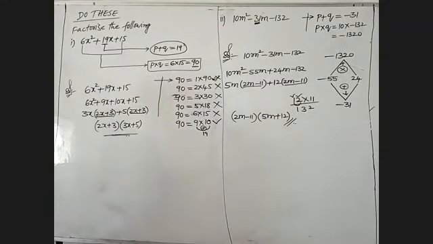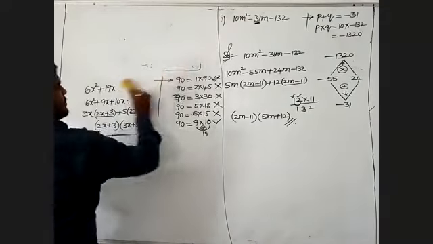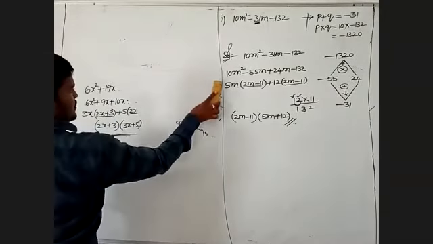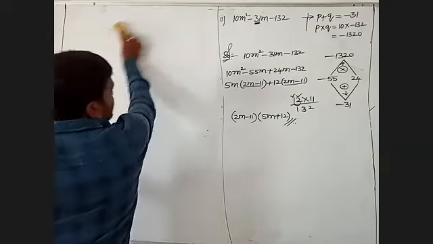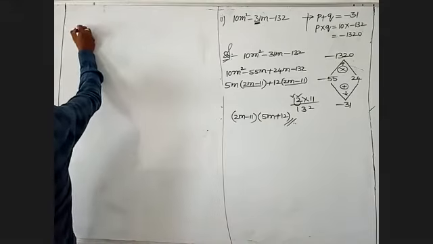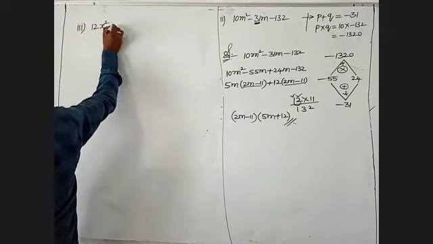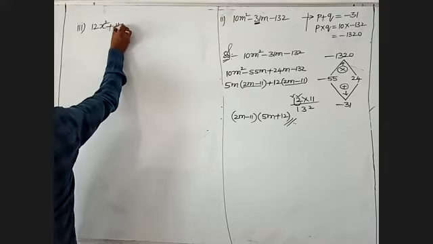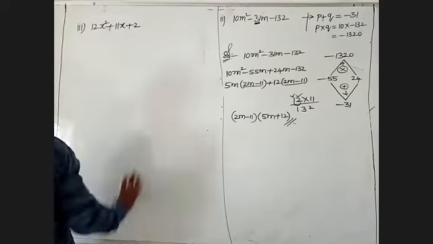Now I am going to the last one. Now I am going to the third one. 12x square plus 11x plus 2 will write.